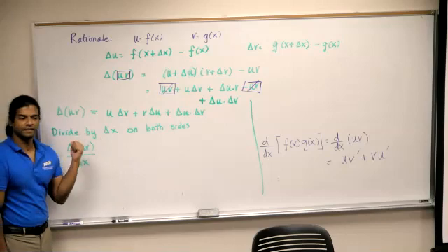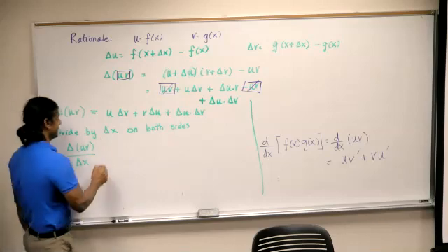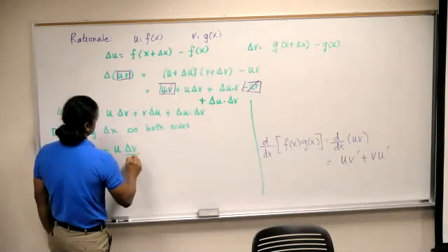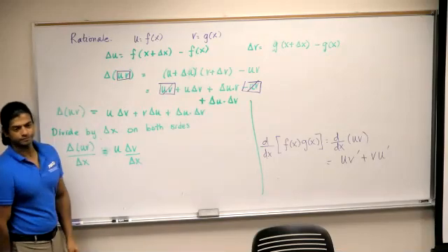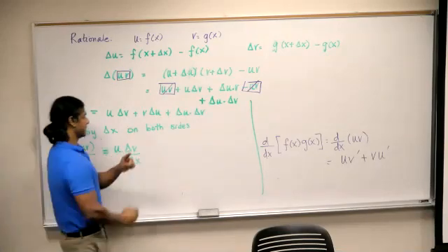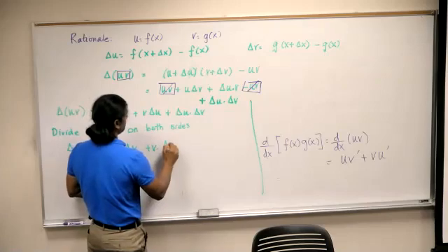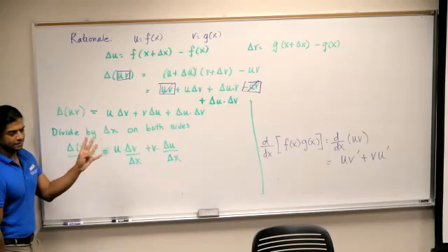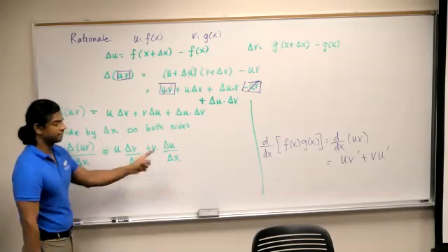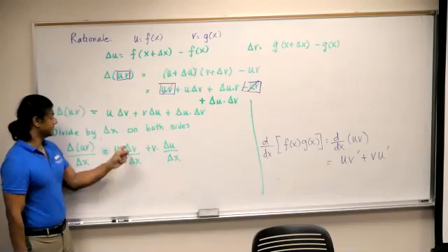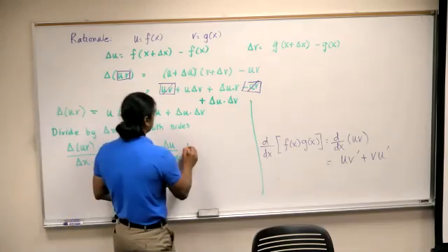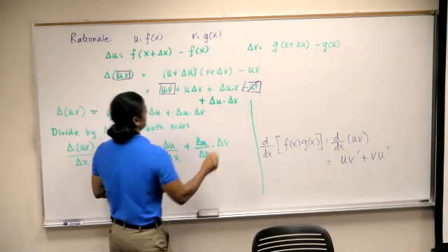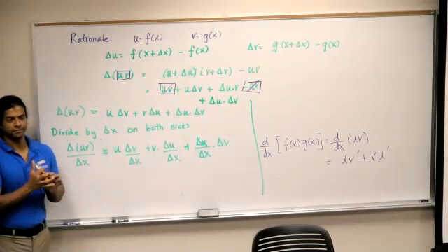So you will have delta uv divided by delta x equals u delta v over delta x plus v delta u over delta x. Here, it doesn't matter where you put the delta x. In the first two terms, I put it under the delta, but here it really doesn't matter since both terms have delta. And that's what we will have. Do we agree?